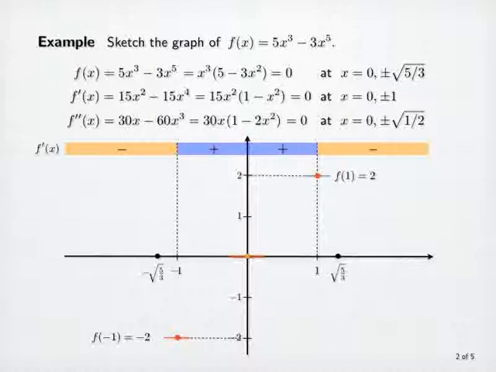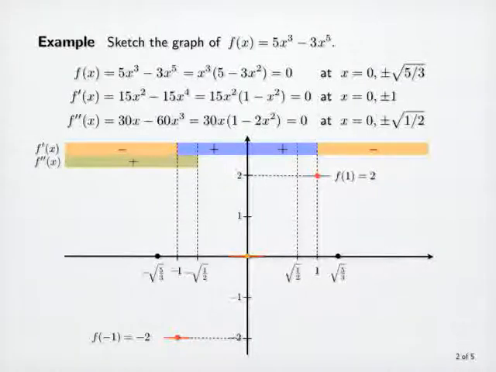Now let's look at the second derivative, 30x times 1 minus 2x squared. If x is less than minus the square root of 1/2, then f double prime of x is positive, because it's the product of x, which is negative, and 1 minus 2x squared, which is also negative. Between minus square root of 1/2 and 0, f double prime is negative, because the factor x is negative while 1 minus 2x squared is positive.